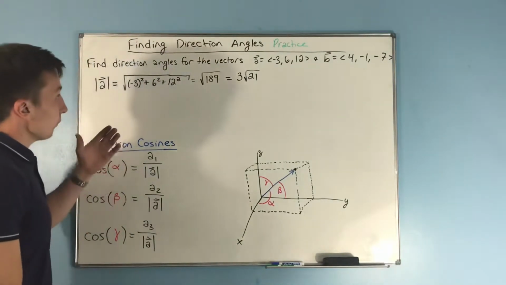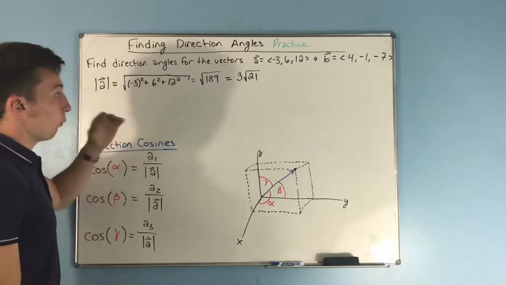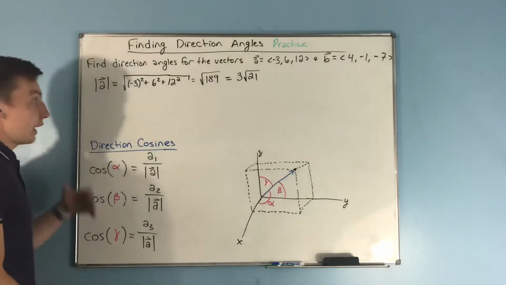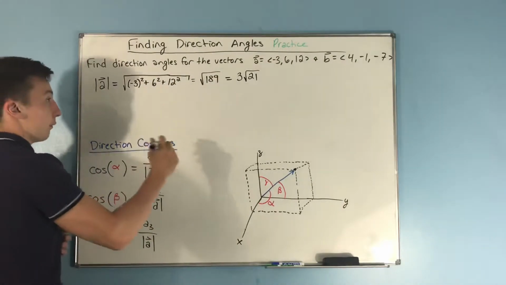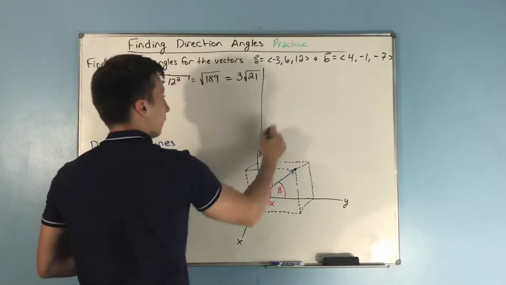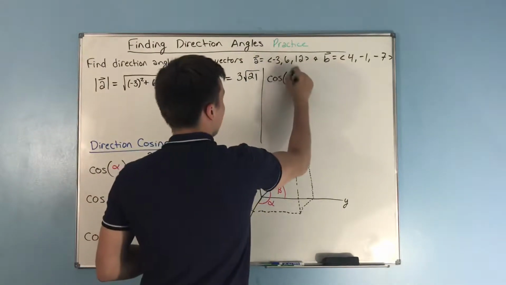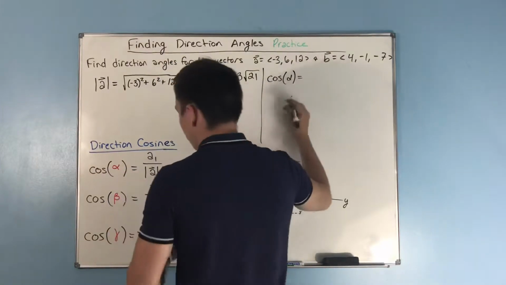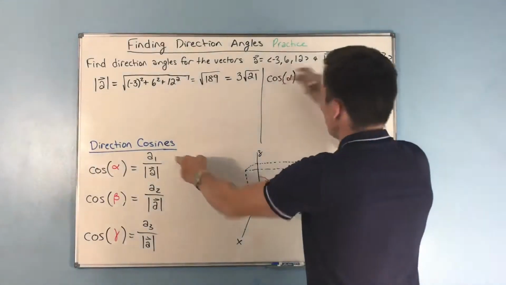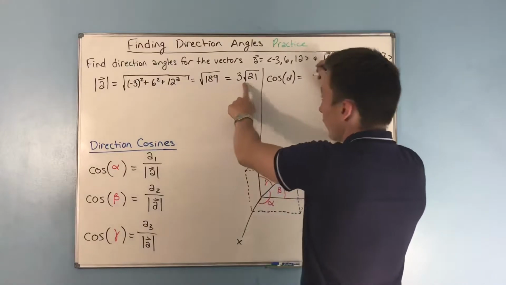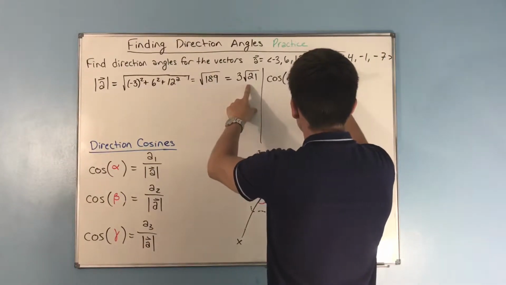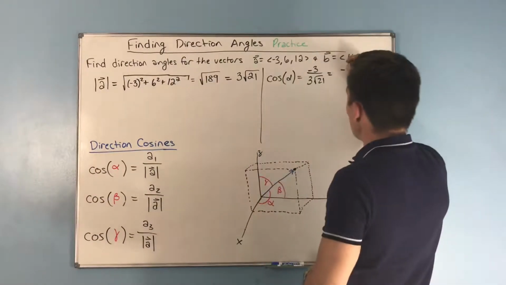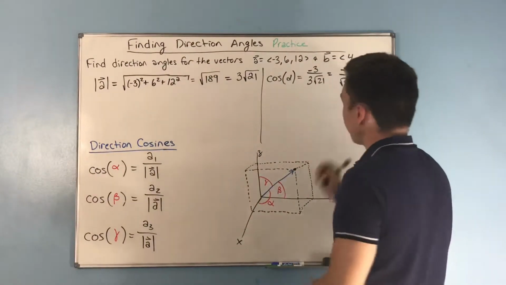Now, what can we do with this? Well, first we can write out our direction cosines, and then we can find our direction angles. Okay, so we have the cosine of alpha equals A1, which is -3, over 3 rad 21. And that's the same thing as saying -1 over rad 21.